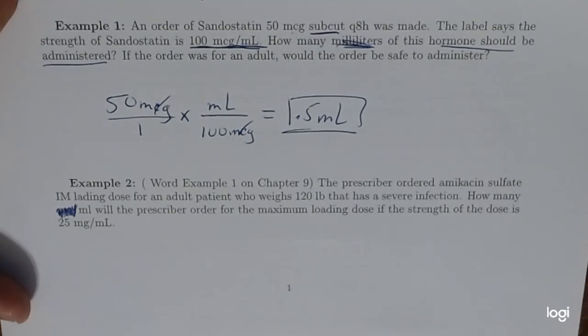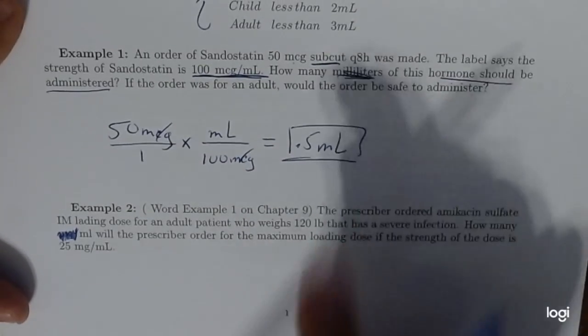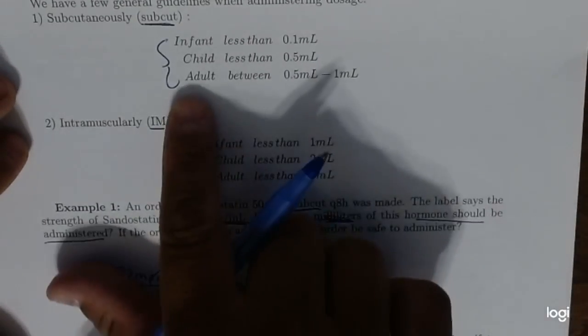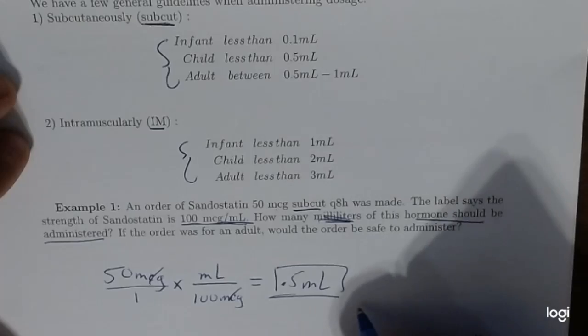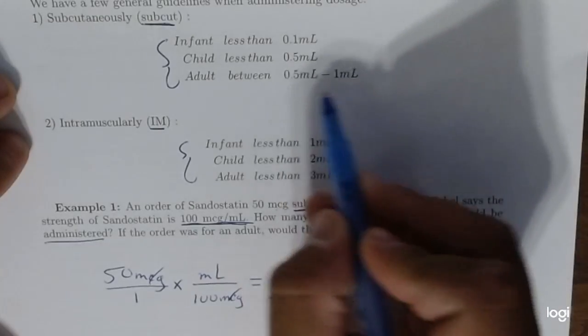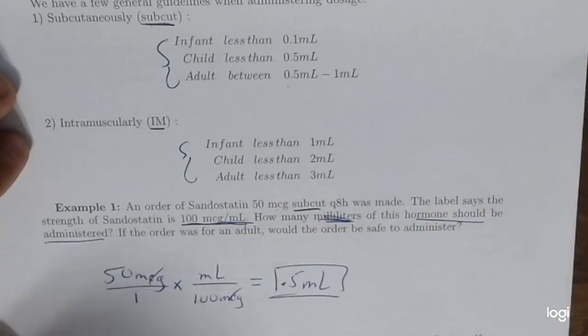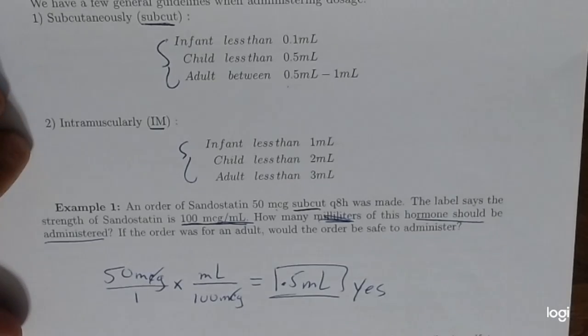Okay. So nothing really brand new at that point, right? The question now says, if the order was for an adult, so now since we're in subcut, we're going up here. Now the order is for an adult, so we're looking at this row. The question now is, will the order be safe to administer? Well, our order was 0.5 milliliters, and it says adult is 0.5 to 1 milliliter, so we'd say yes, it is safe because it's within the ranges corresponding to it. And that's it. That's pretty much half of this entire chapter.